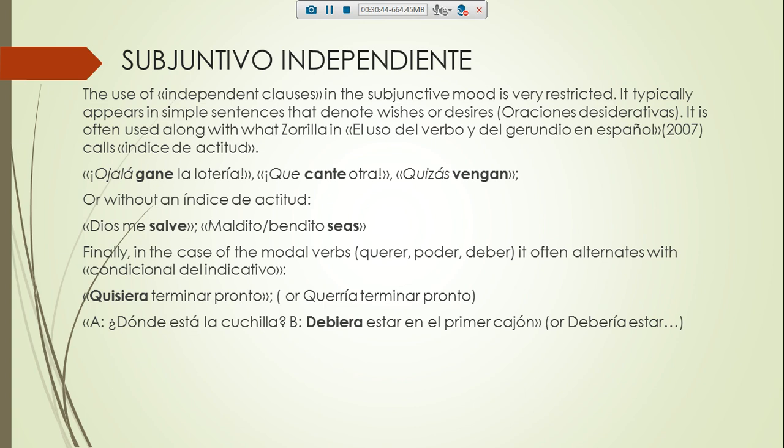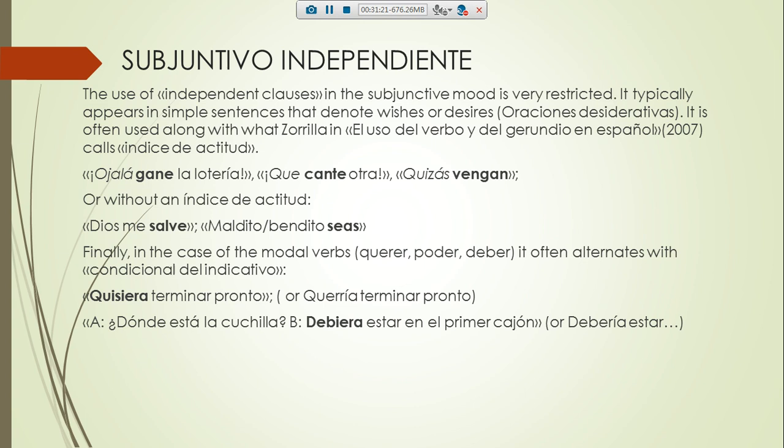It is often used along with what Zorrilla, in El Uso del Verbo del Gerundio en Español, calls índice de actitud. So words like ojalá or the conjunction que, which in this case is not a subordinating conjunction, but an índice de actitud. Ojalá gane la lotería, que cante otra, quizás vengan. Sometimes you may have instances without an índice de actitud. Dios me salve, maldito seas, bendito seas.